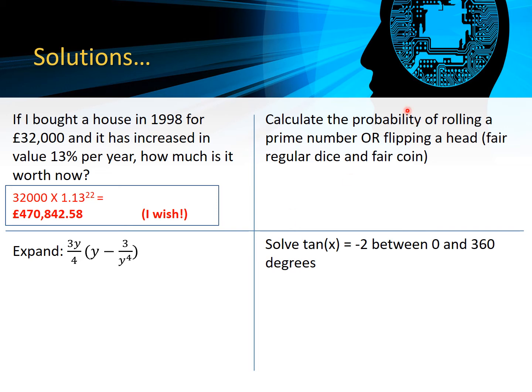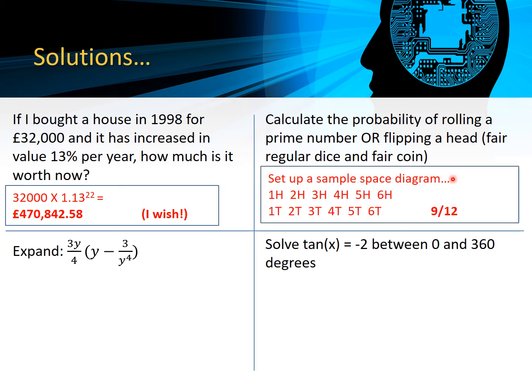Let's do the probability one next. Calculate the probability of rolling a prime number or flipping a head. Now this is a tricky one. If you just do prime number a half, flipping a head a half, and "or" means add them together, half plus half is 1, you're going to get the wrong answer. That's because some of the heads are also prime numbers, so you will end up double counting.